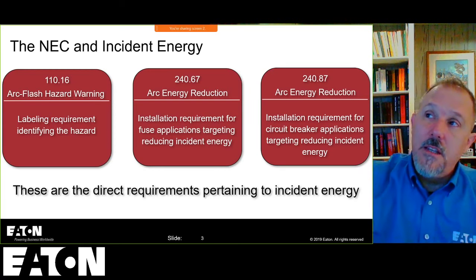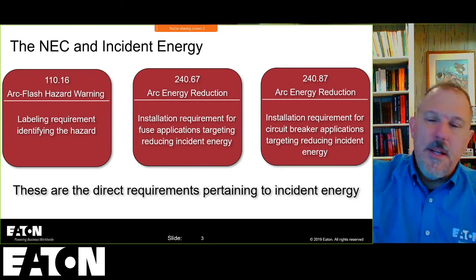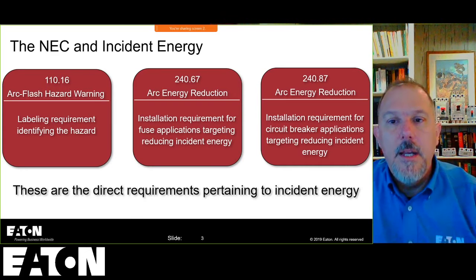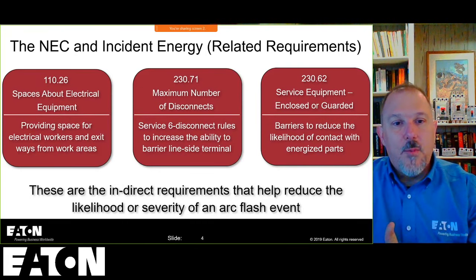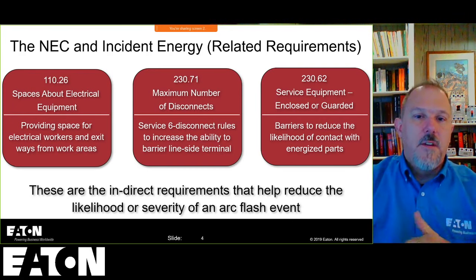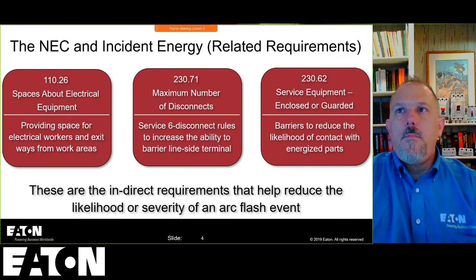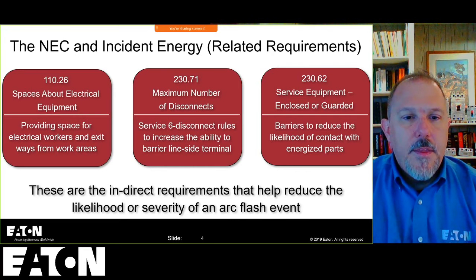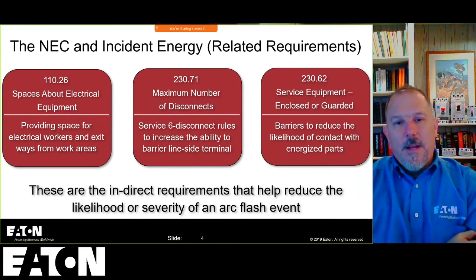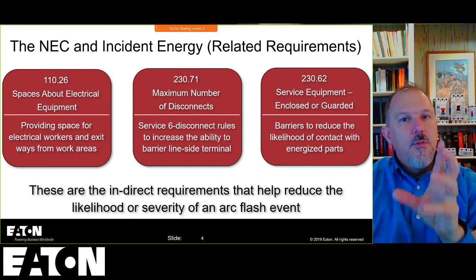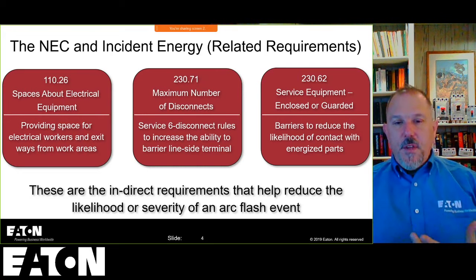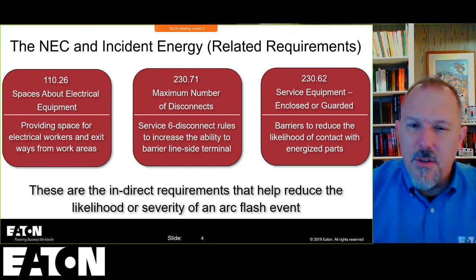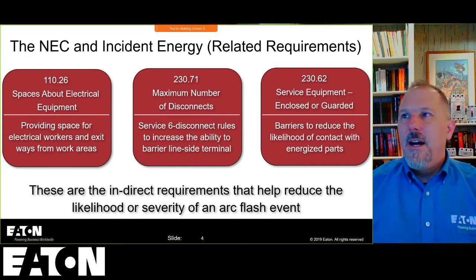So I already spoke a little bit to this. We're going to hit 110.16 a little bit, 240.67 and 240.87 as a direct relationship. And then you have 110.26 and 230 maximum numbers in service equipment enclosures, etc. That would talk about spaces, and I call those indirectly related. And I could probably go to a lot of other areas in the National Electrical Code that indirectly relate to electrical worker safety, but I highlight these three specifically.